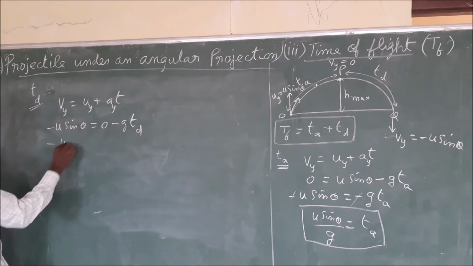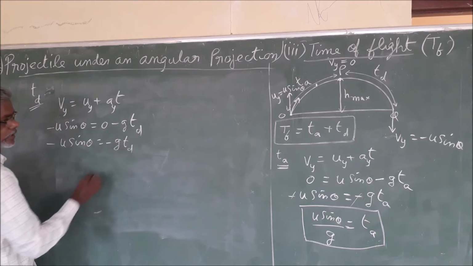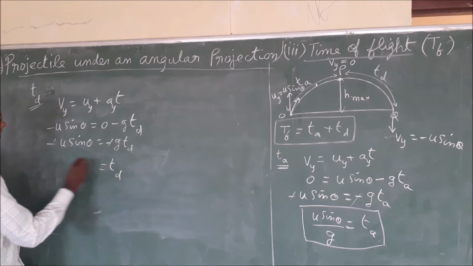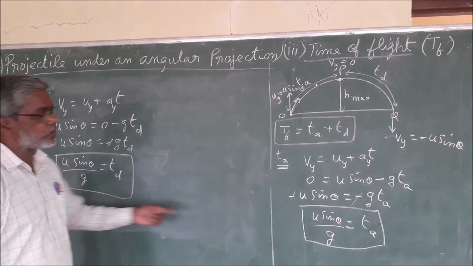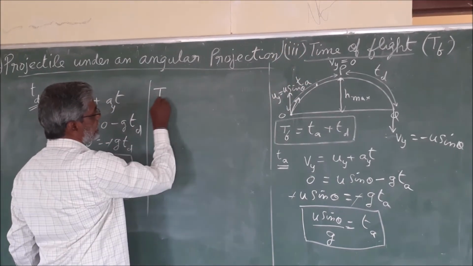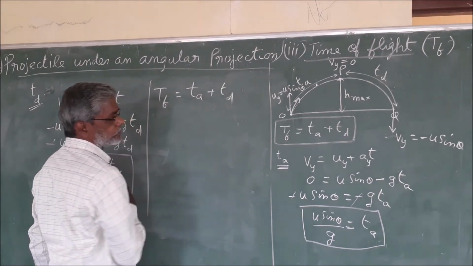So minus u sin theta is equal to minus g into Td. This minus and minus will be cancelled. So time of descent is equal to u sin theta divided by g. Now if I add these two values, I will be getting time of flight. So Tf is equal to time of ascent plus time of descent.